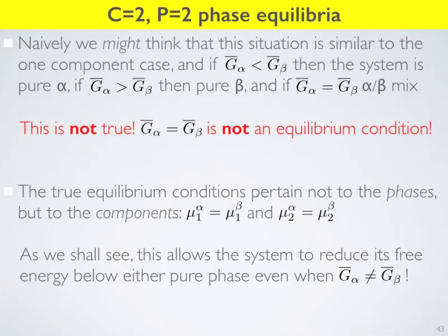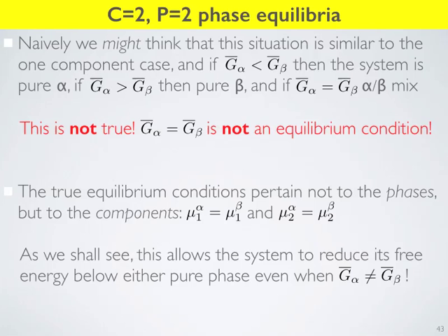Okay, if we were to appeal back to our single component phase equilibria, we might think the following, which would be incorrect. Naively, you might think that if the per mole Gibbs free energy of phase alpha is less than the per mole Gibbs free energy of phase beta, the system would say, I'm just going to live in phase alpha because I get a lower per mole Gibbs free energy. Conversely, if the per mole Gibbs free energy of phase alpha is greater than that of phase beta, the system says, I'm going to live in phase beta. And if these two are equal, you would be an alpha-beta mixture. Okay, so this is not true.